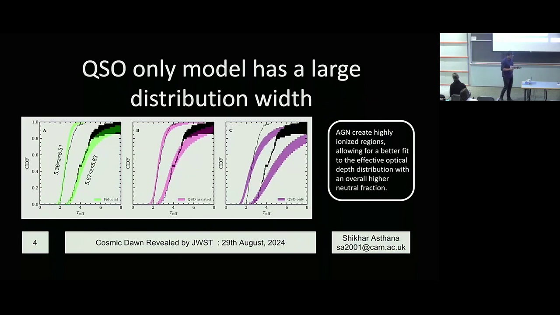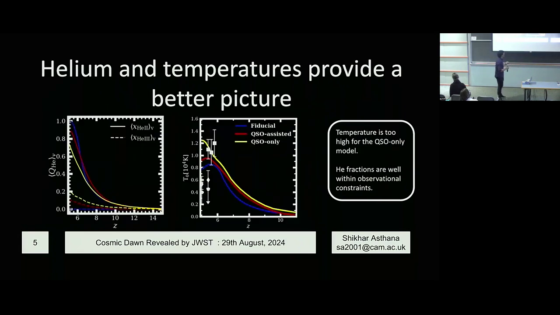Another point usually discussed when talking about AGNs is the helium fraction. For all of these models, the blue is the fiducial, red is when you have 20%, and yellow is when you have 100%. The helium-3 fraction is only about 20% even when you have just AGNs, which is not too much. However, the temperature profile is too high if you just have AGNs. The QSO-only model, shown in yellow here, has too high a temperature at redshift 5, and it's now starting to decrease.